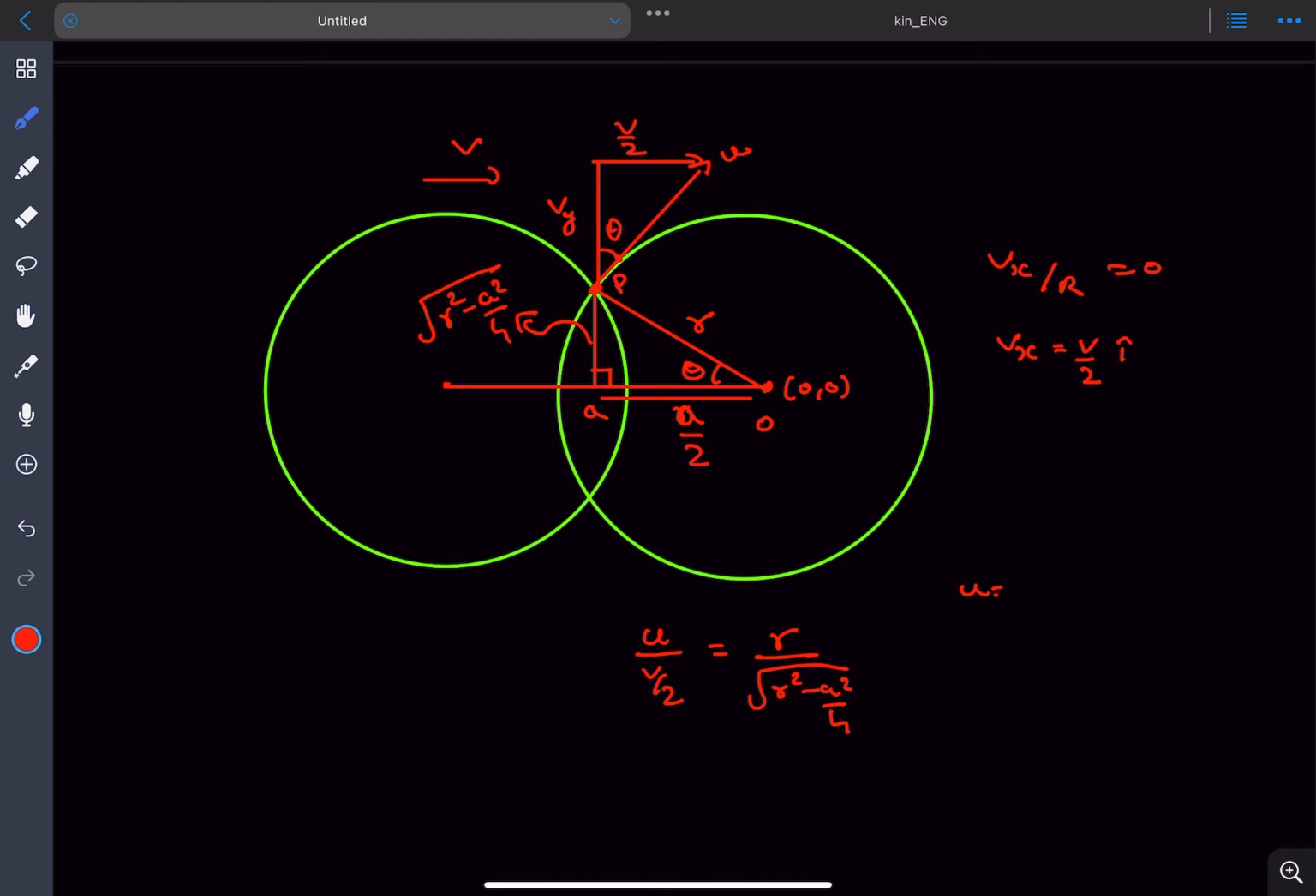So the final speed of the point of intersection will be v by 2 square root of 1 minus a square by 4 r square. So this is the speed. You can also determine the velocity by finding vy as well.